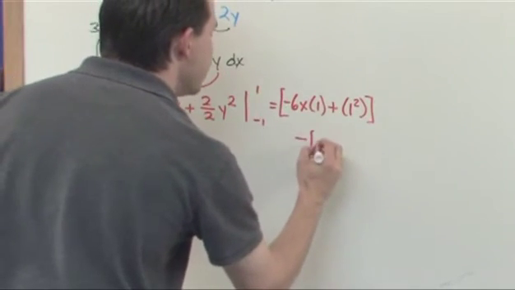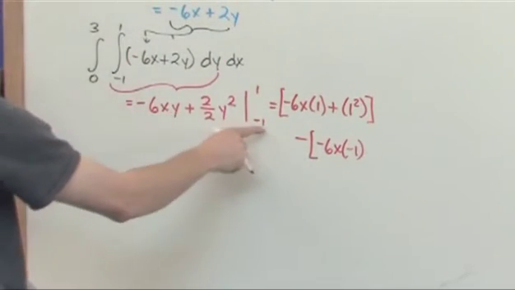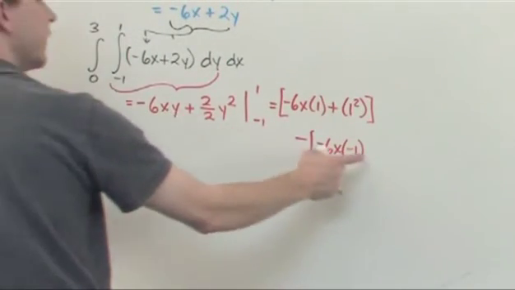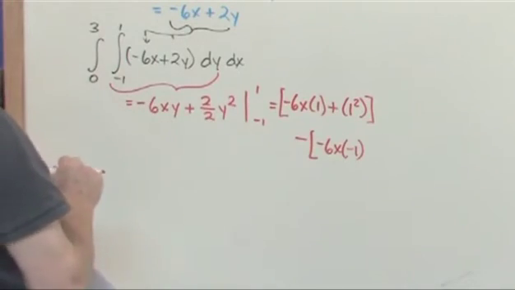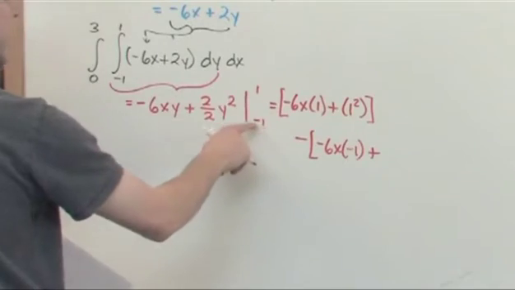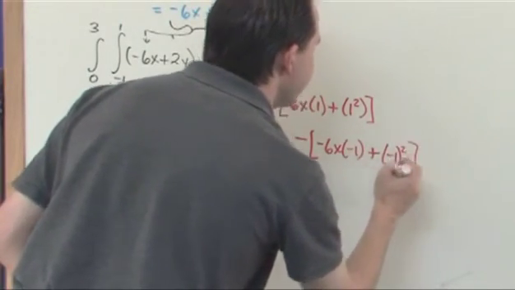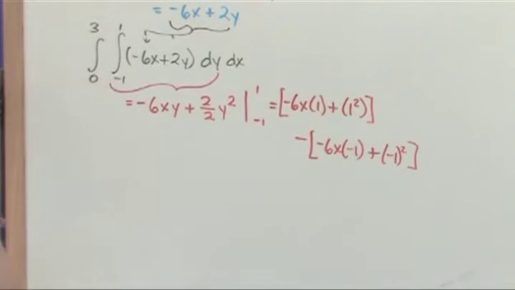I'm going to have negative 6x times negative 1, because that goes into here. Notice I kept the negative here, negative 6x times this. And then I'm going to have plus, again, 2 over 2 is 1, so I'm not going to worry about it. Plugging in negative 1 here, I'm going to have negative 1 squared. So all I need to do is evaluate what that gives me here.